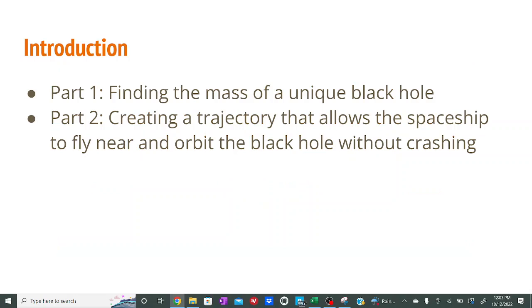So in this lab, we have two parts. Part 1 is finding the mass of a unique black hole given to you by the seed of your Georgia Tech email. Part 2 is creating a trajectory that allows the spaceship to fly near and orbit the black hole without crashing into the black hole or the planet.